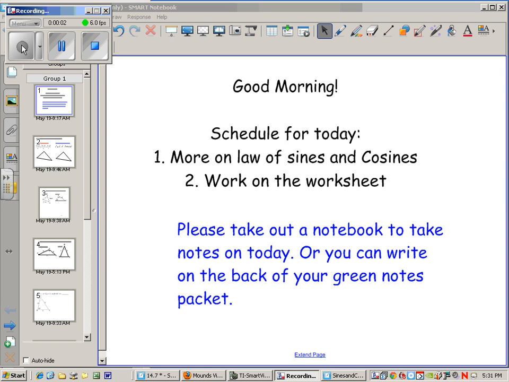Good morning. Today we're doing law of sines and cosines, day 2, both of them. We're going to do them together so you guys can decide which one to use when. After we're done with this, you'll have a worksheet to work on.